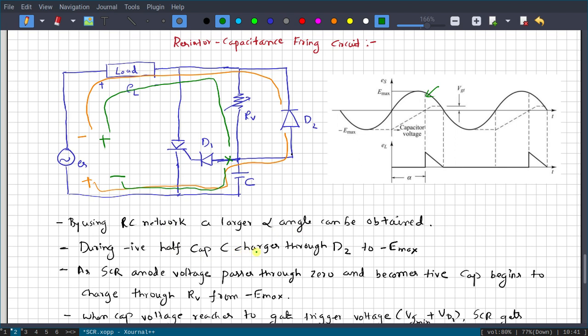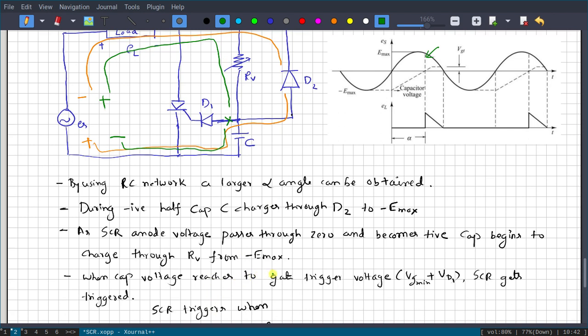During the negative half cycle, the capacitor charges through diode D2 to minus Emax. That's why the orange color is shown. As the SCR anode voltage passes through 0 and becomes positive, the capacitor begins to charge through RV from minus Emax. That's why when it crosses 0, see the green line, the capacitor charges through RV from minus Emax. When the capacitor voltage reaches the gate trigger voltage, that is VG min plus VD1, the SCR gets triggered. VD1 is required because I have to forward bias this diode to trigger the SCR.